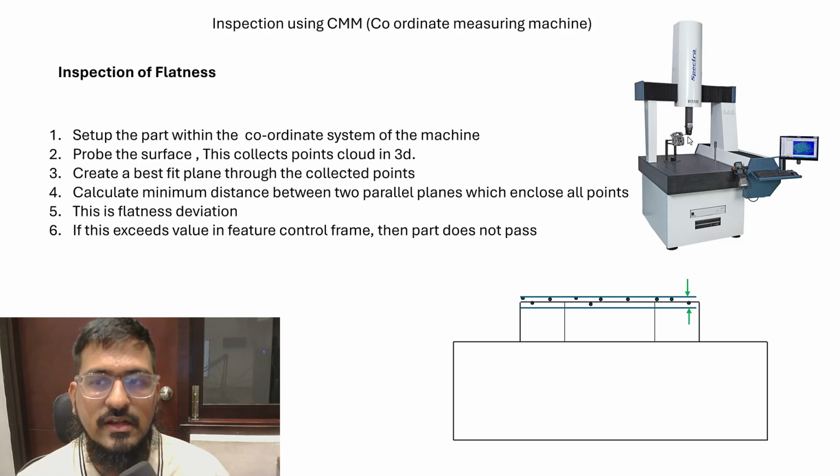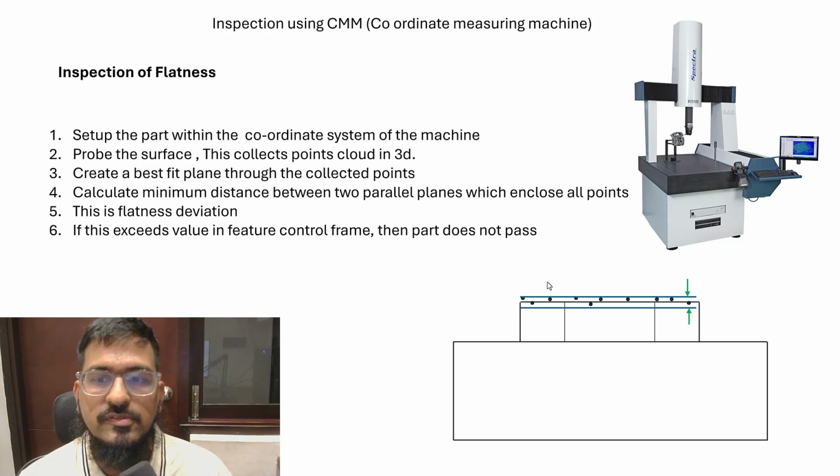So in flatness, how is it inspected? First of all, the part is set up in the coordinate system of the machine. So each machine will have a coordinate system as shown. There will be an origin for the coordinate system, and then the probe, which is this probe, is brought into contact with the surface, which is this surface.